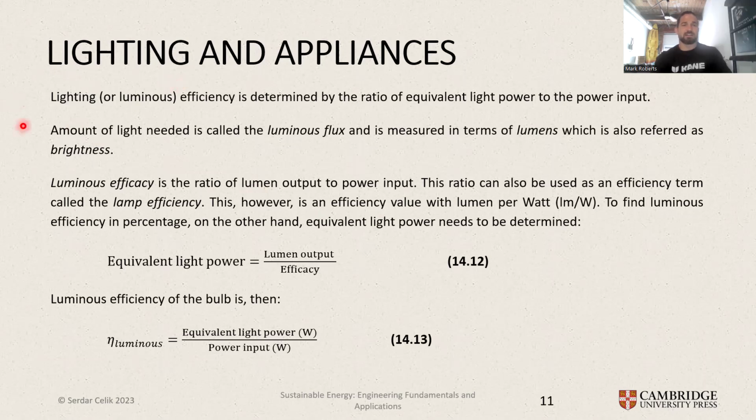Now when it comes to lighting, the amount of light is measured in lumen output. The amount of light needed, which is luminous flux, is measured in terms of lumens. This could also be called brightness. The efficiency is related to the ratio of the lumen output over the power input. So how much power do we have to put in to get a certain lumen output? If we use SI units and say our input was 1 and our output was 2, the efficiency would be 2.